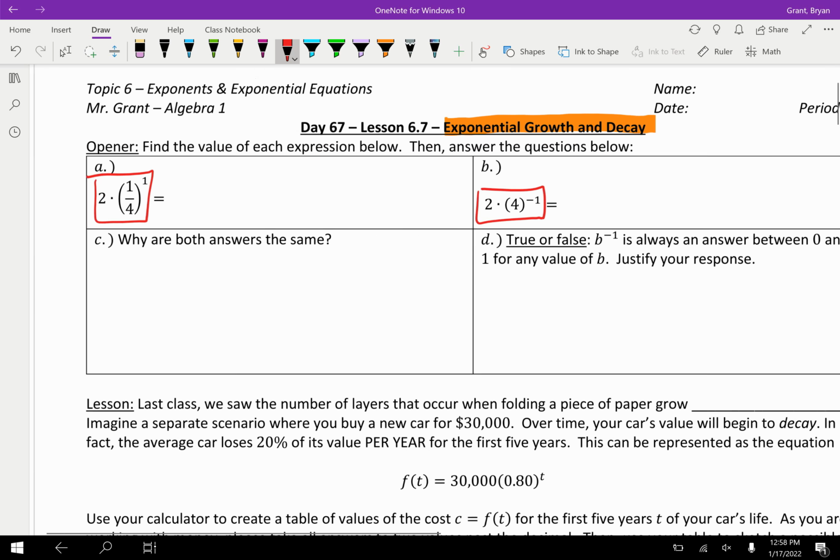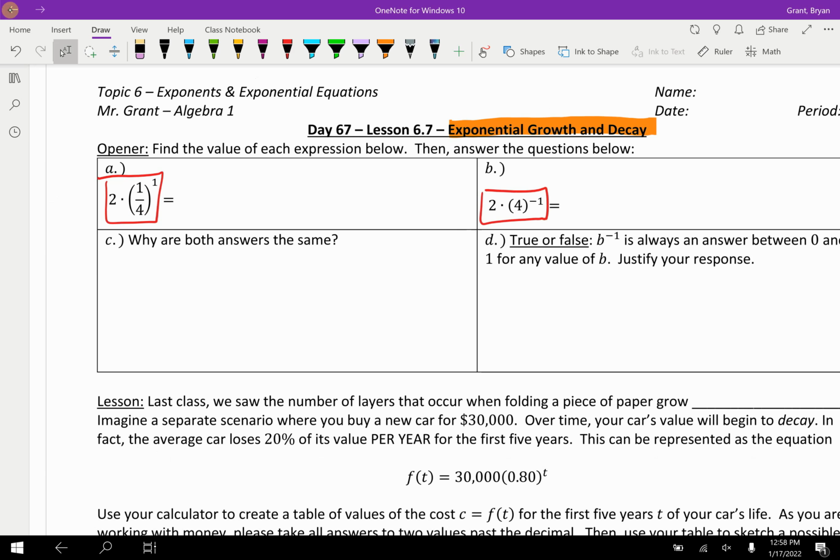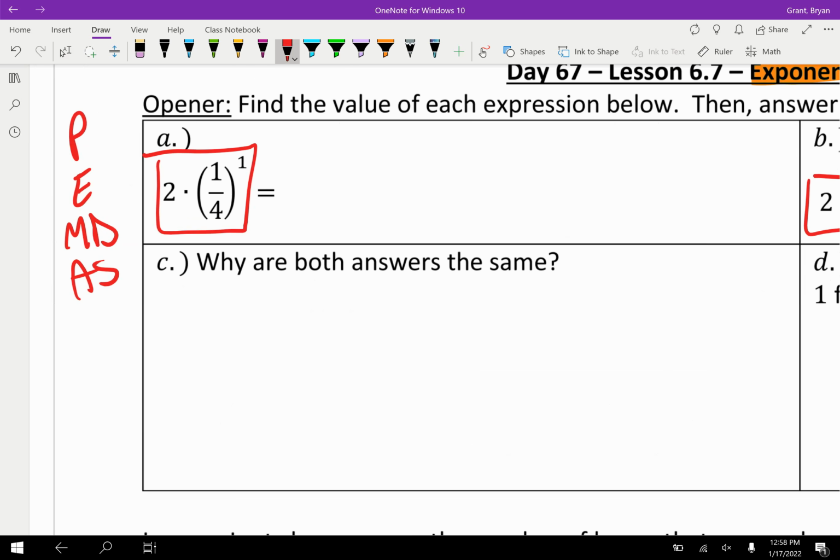So just to give you a hint before you get started, remember this just has all numbers in it, and whenever we evaluate an expression with only numbers, we do follow PEMDAS. So try to evaluate A and B, and then if you're feeling bold, answer C and D. Once you've attempted those, unpause the video and we'll go through them together. Ready, set, go.